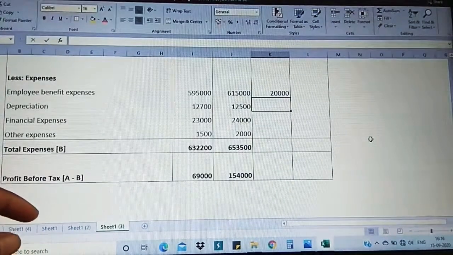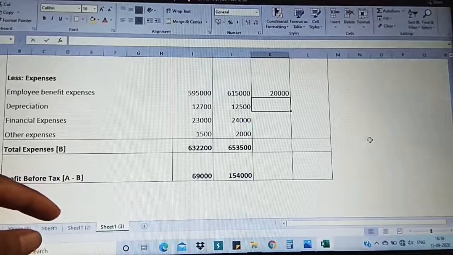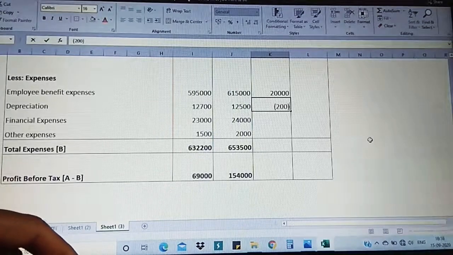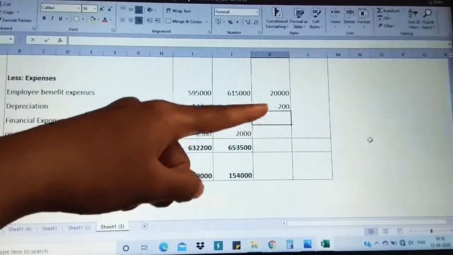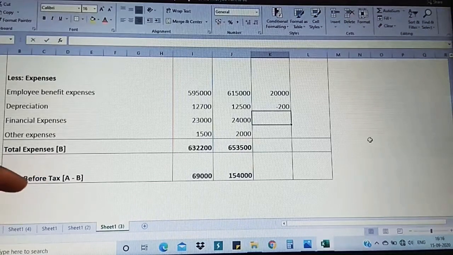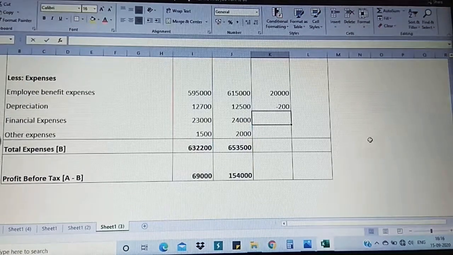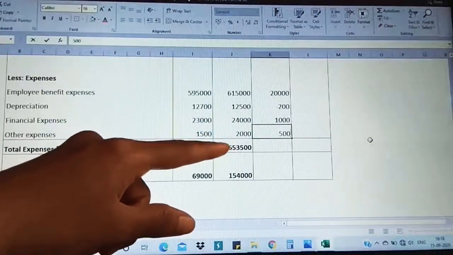Okay, next, 12,500 minus 12,700 gives you a minus sign. You people are supposed to show it in the bracket. As this is automatic with the system, it changes immediately the sign in the form of minus. Okay, show it in the bracket. Don't put a minus sign. Instead, you are supposed to put the bracket symbol. Next, 1,000 is a difference. Then 500 is a difference.